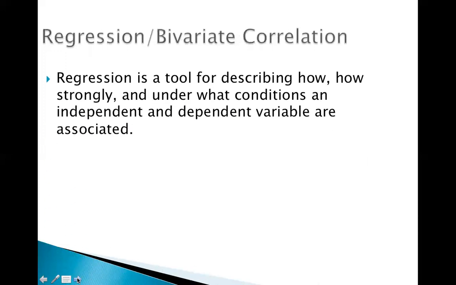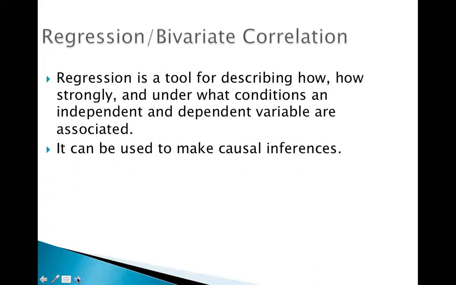Okay. So again, regression is a tool for describing how strongly, and under what conditions, an independent variable and a dependent variable are associated. And again, it can be used to make causal inferences. This is the reason why you're seeing in the articles that we read for class so many of them include a regression model, because of the ability to use regression to make causal inferences.